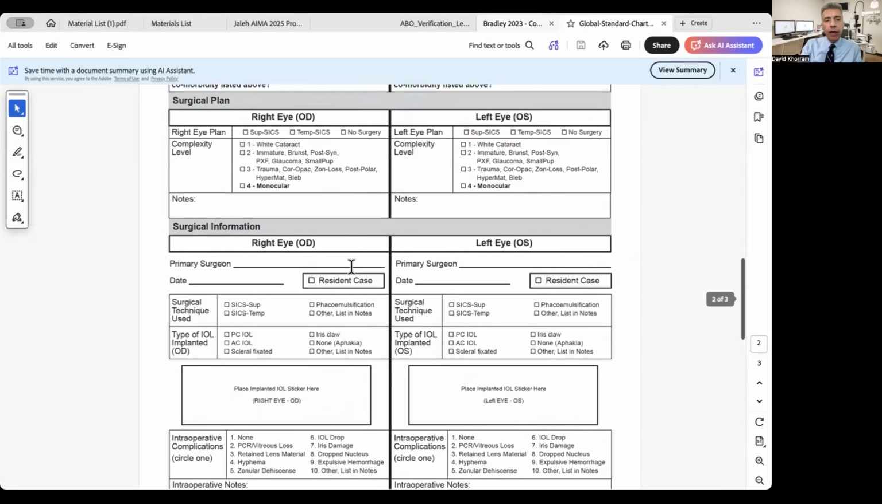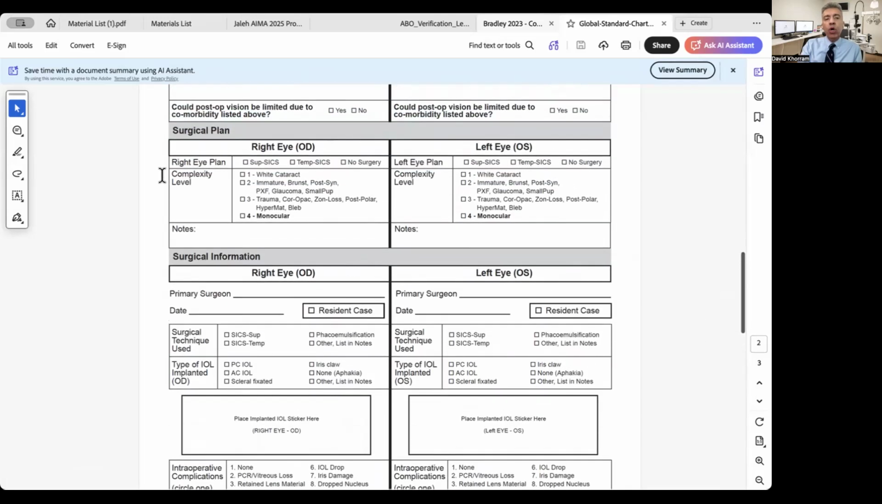And then this is important, is to indicate the level of complexity. The quality of the results is determined by matching the complexity of the surgery with the skill level of the surgeon. So we have white cataract with no other problem. That's the lowest level of complexity, perfect for resident cases. Those will be the cases going to the residents.